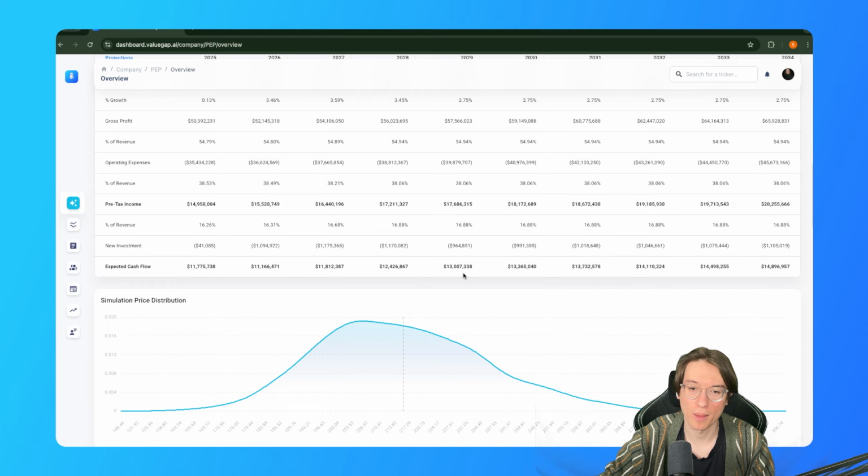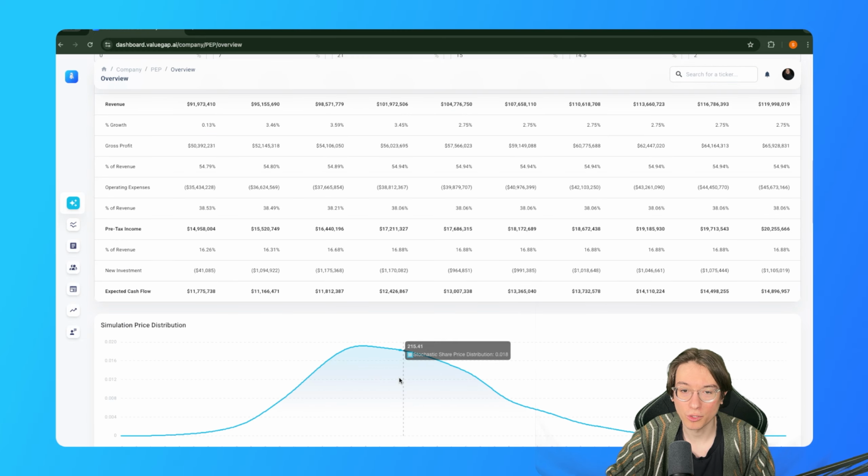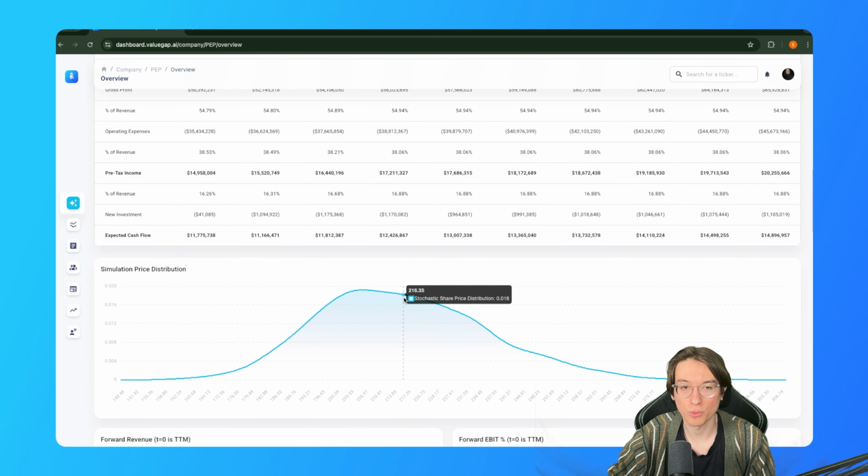As a ValueGap subscriber, if you have a target on Pepsi at around 200, when it hits 200, you're looking to maybe trim. Whereas without ValueGap, you don't really have that valuation anchoring. Your ability to make informed investment decisions is substantially lower.